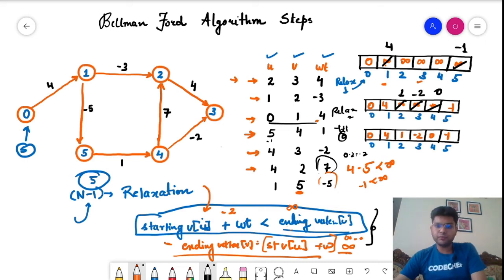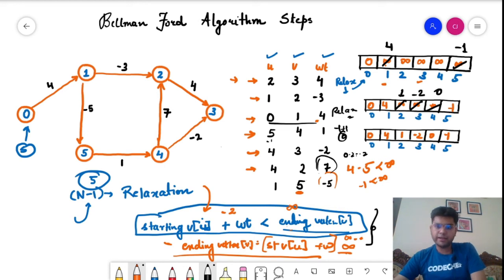1 and 2, so what is the weight at 1? That is equal to 4, right? And what is the weight associated with the edge? That is minus 3. So 4 minus 3 will be equal to 1. So the weight at 2 is already 1. We will not update it.